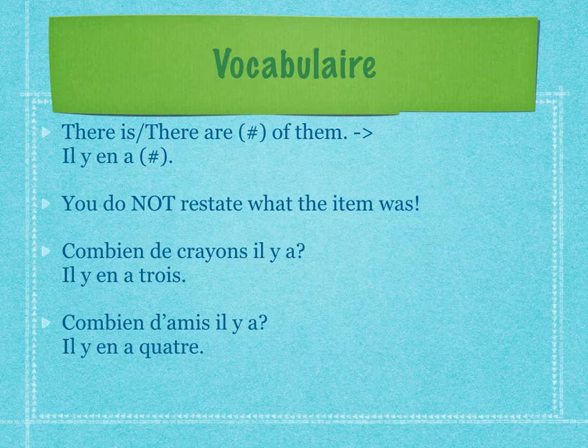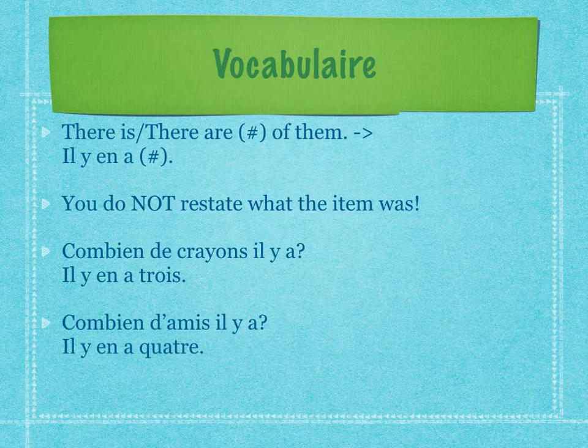The last thing to remember is that trickiness with number 1. So if you're talking about a masculine thing, such as crayon, combien de crayons il y a? Il y en a un. We're going to use the masculine un, un, to represent 1 pencil. But if we're asking about something feminine, like combien de fenêtres il y a, and we want to say that there is 1 of them, il y en a une, une.